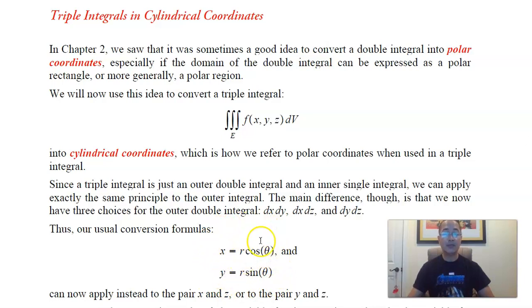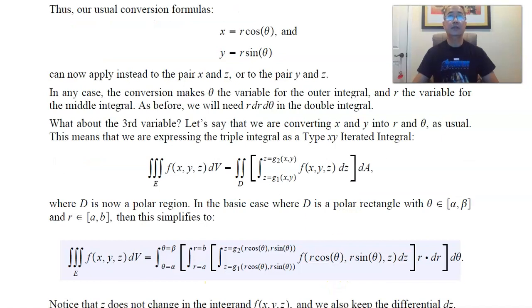We can use x and y, in which case z will depend on x and y. We can change x and z, in which case y will depend on x and z in the inner integral. Or we can change y and z, in which case x will depend on y and z. Okay, so of course we call this a type xy solid, a type xz solid, and a type yz solid. Okay, so we now have 3 choices to perform this conversion formula.